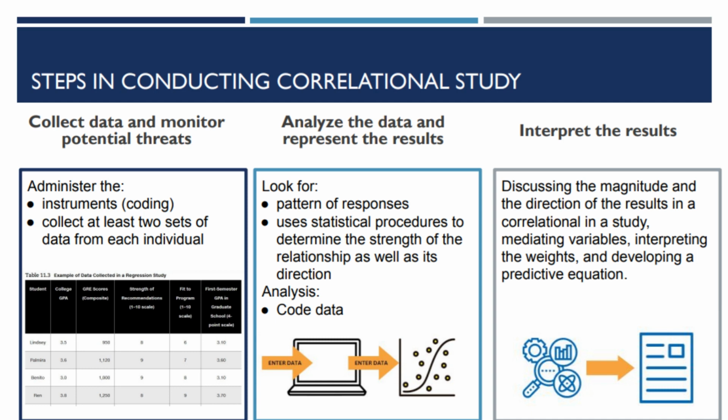The last step is to interpret the results. This means discussing the direction of the result. This also means creating a visual for your readers, like a regression table or a matrix table. Importantly, did it answer your research problem?